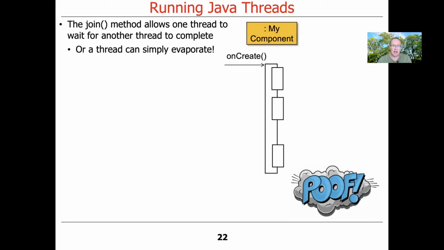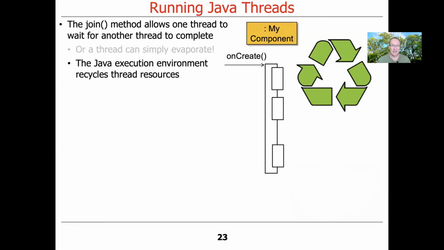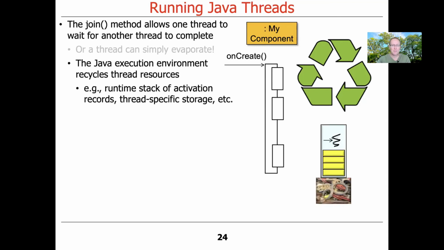Threads can also simply evaporate. If nobody wants to join with them, when they're done, they will just disappear. And in either case, the Java execution environment will recycle thread resources. So after a thread is finished, after it returns, after, for example, it's been joined with, then the Java virtual machine will take all the resources that were allocated, like the runtime stack and any other thread-specific storage or whatnot, and give them back to the garbage collector so they're capable of being used for other computations and other data needs in the program. So examples of things that get cleaned up would be the runtime stack, thread-specific storage, and so on and so forth.